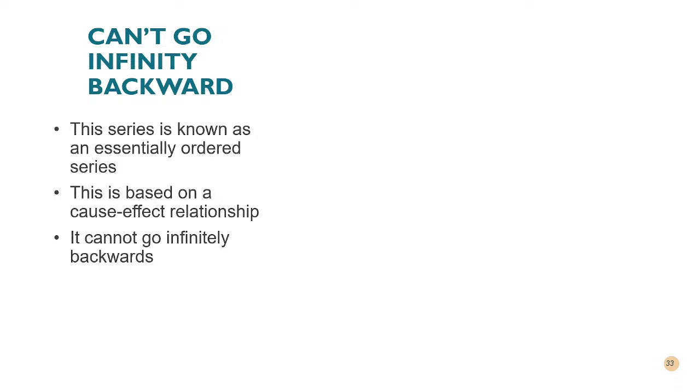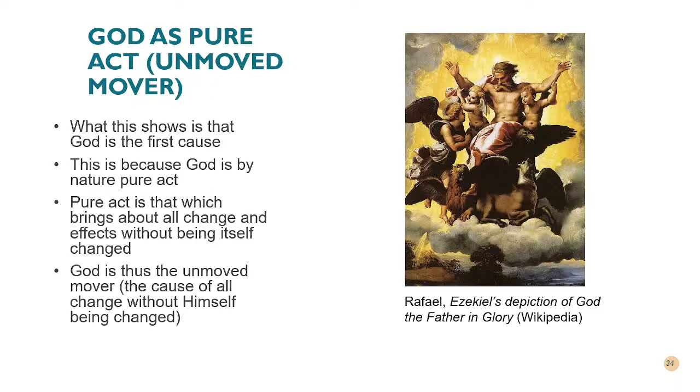This is what is known as an essentially ordered series. An essentially ordered series is something like a chain of turning gears, in which everything is turning at the same time. If you remove one component, everything else stops. This is based on a cause-effect relationship. It cannot go infinitely backward. And what this shows is that God is pure act and hence the unmoved mover.